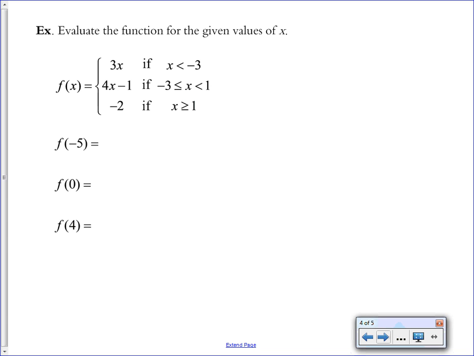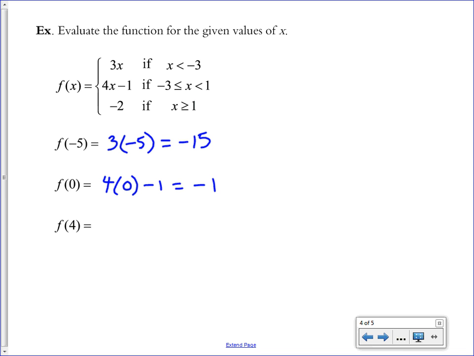So for -5, it looks like I need to plug it into the first piece because that is defined for x values lower than -3. So I'm going to plug this into the first piece of the function, which just says 3x. So this equals -15. F of 0, figure out which piece of the function to use. It looks like I need to use the middle piece because that's defined for x values between -3 and 1. So plug in 0 into the middle part of this function. 4 times 0 is 0 minus 1 is -1.